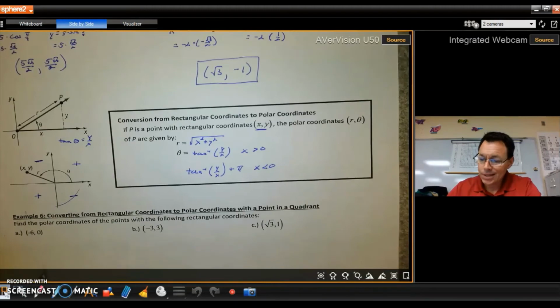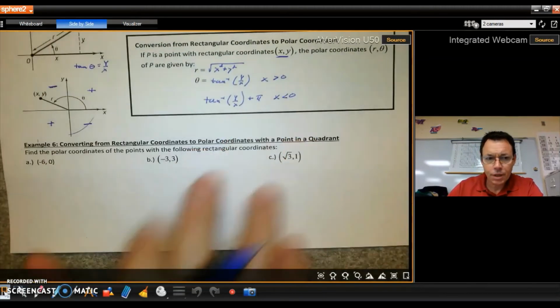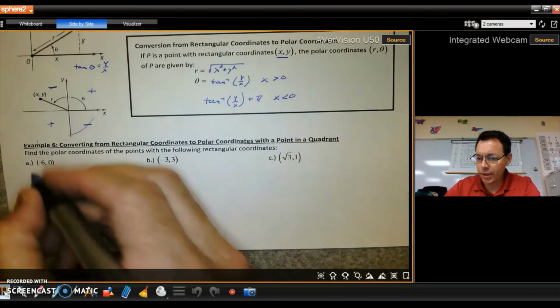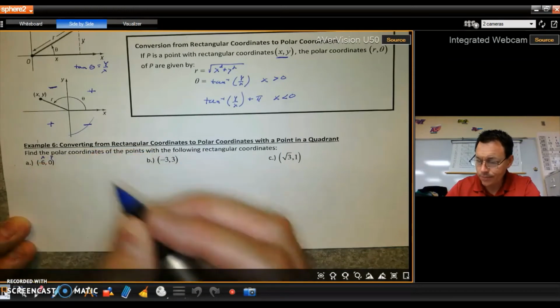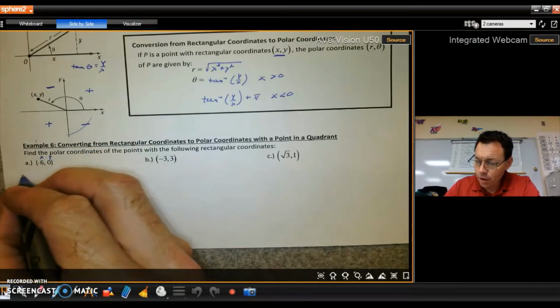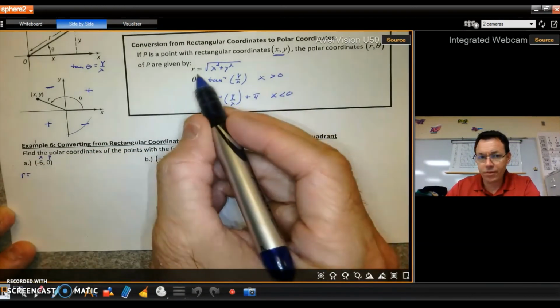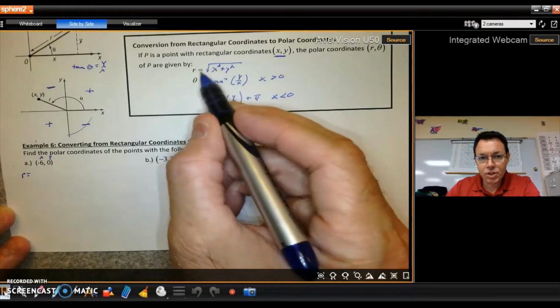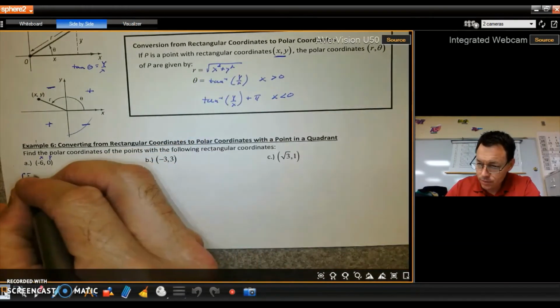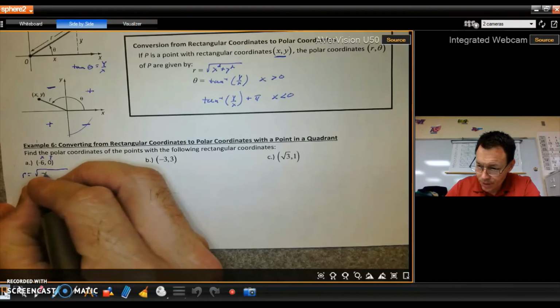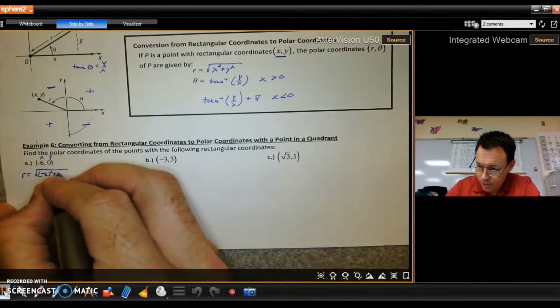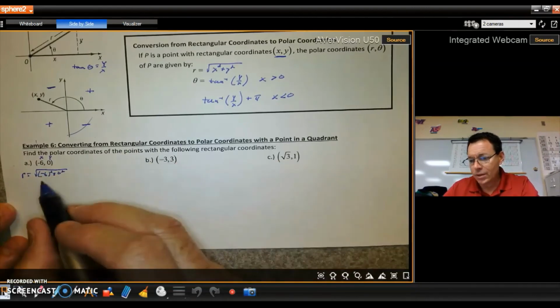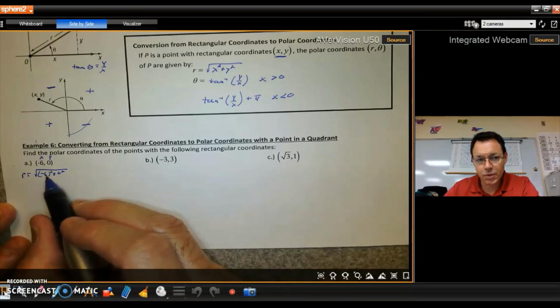Okay, so take a look at the first example. So this is an xy coordinate. So first off, the r that we're going to find is just going to be the square root of x squared plus y squared. Well, that's going to be the square root of negative 6 squared plus 0 squared. Well, negative 6 squared is 36. The square root of 36 is 6.